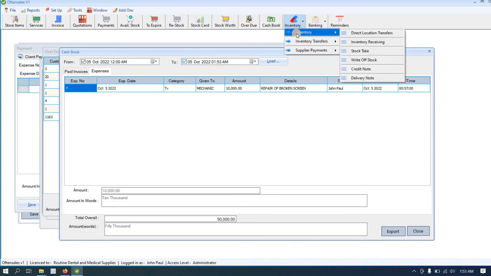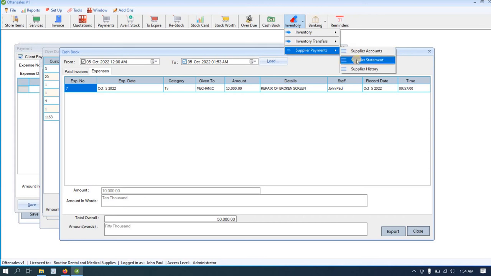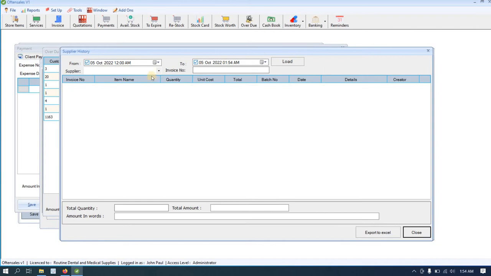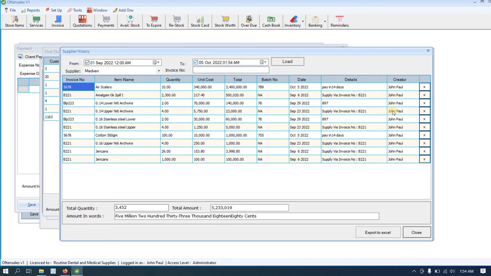The inventory is just going to have the receiving of inventory, stock tag, rate of stock, and transfers. Then supplier account, supplier statement, supplier history. So here you can even just look at, let's say, Medifin, and see what they have supplied us between, let's say, this period of time, and it will show you all the supplies from Medifin and on which invoice number and the details.